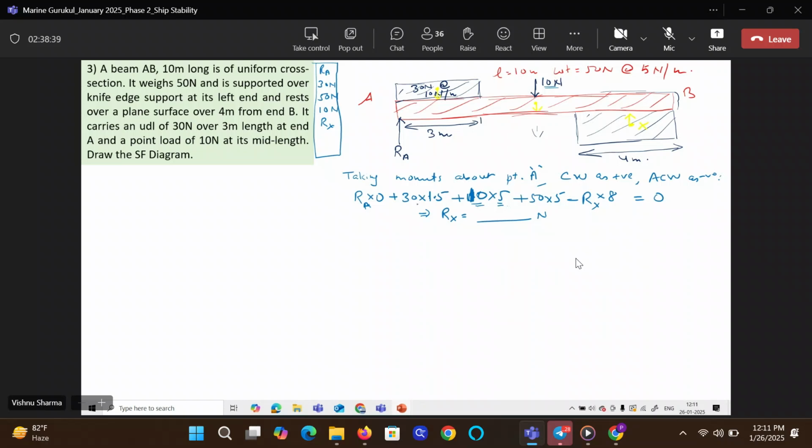And why is this 30 multiplied by 1.5? Sir, because the 30 is over 3 meters. 30 newtons, so I divided by 2 sir, 1.5. So where does this 1.5 come from? From A, sir. From point A, okay. And this 5, where is it from? From point A, sir. So how far will X be from A? X is 5 sir, 8 it will be sir, 8. So what is the doubt?